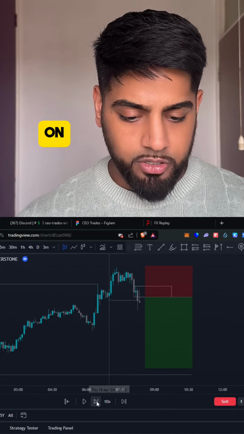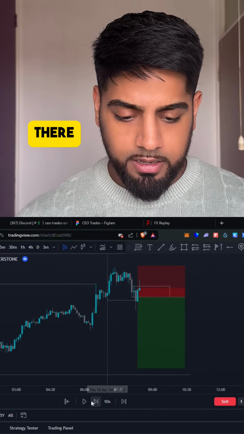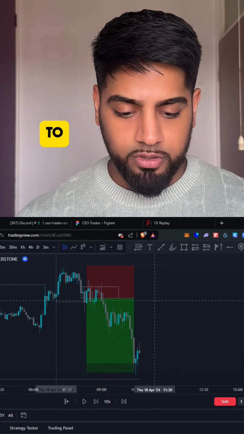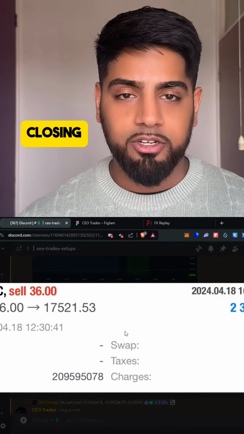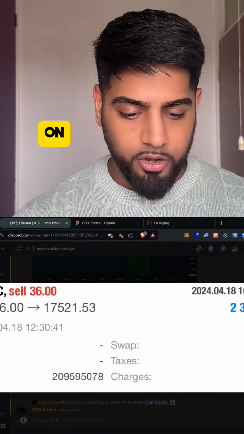And if I play price on, we can see that we immediately get tapped into this trade right there. And then after that, price then decides to run away straight to the take profit. And when it hit take profit right there, I told everyone that we are fully closing NAS here for a beautiful $2,300 gain on the account.